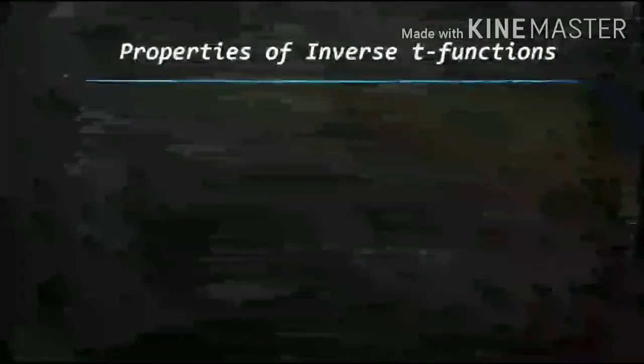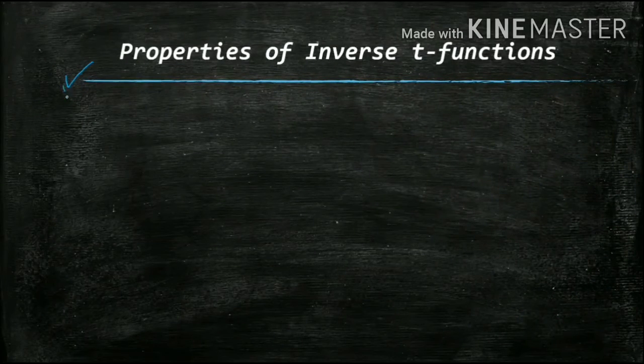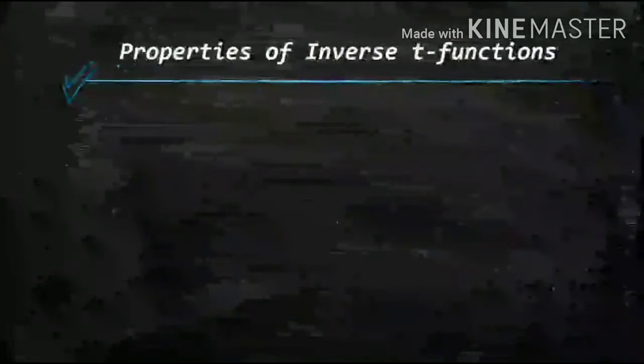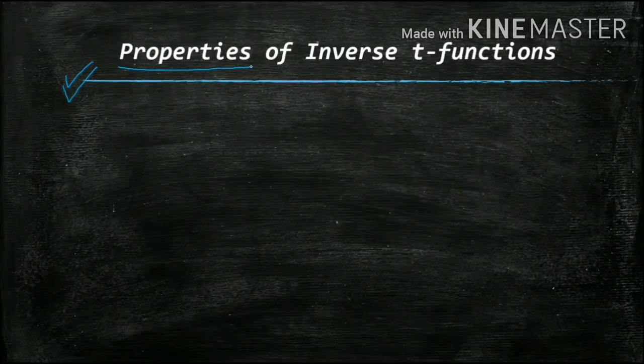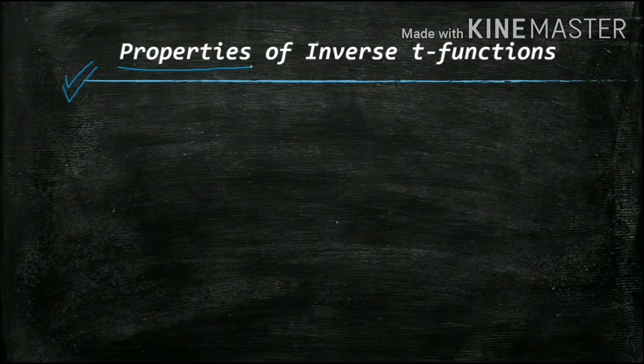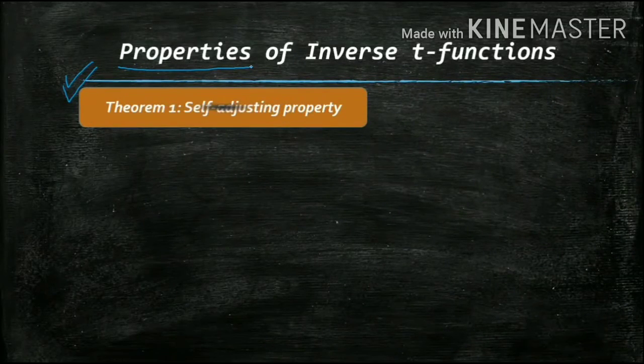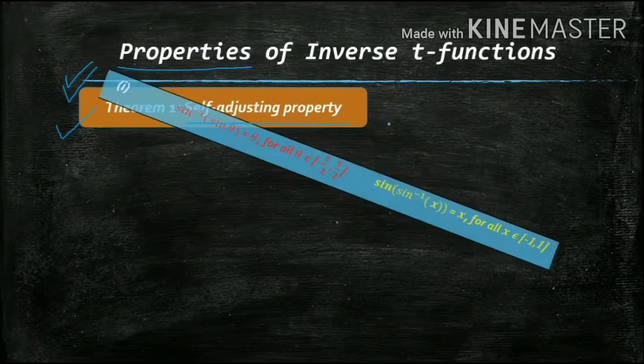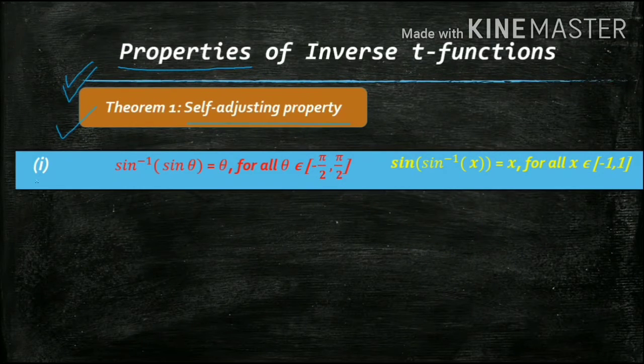Now let's move to the properties of the inverse trigonometric functions, which is a new topic and basically very important because many times questions come from this part as well. So the first property is given by the first theorem, which is called the self-adjusting property. This is the first part I am telling you.